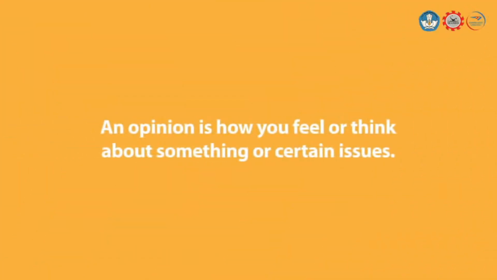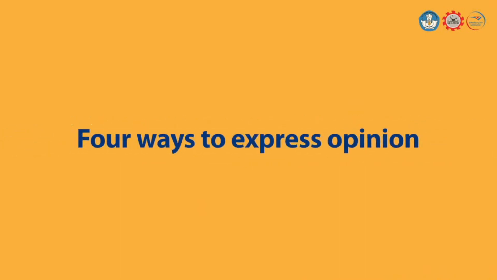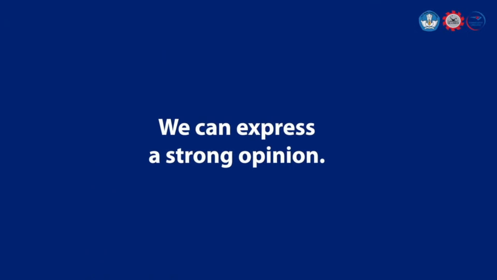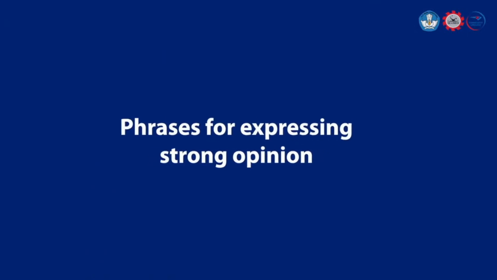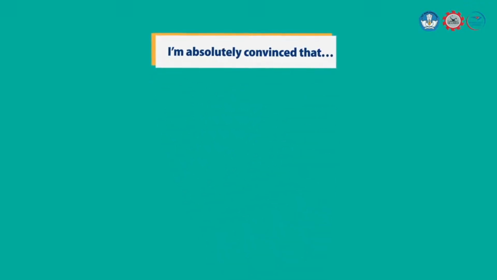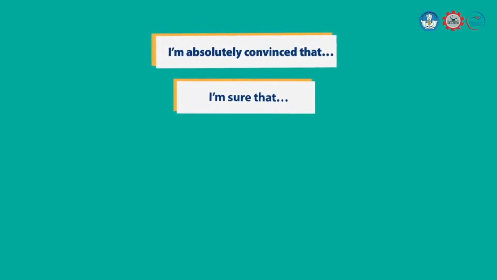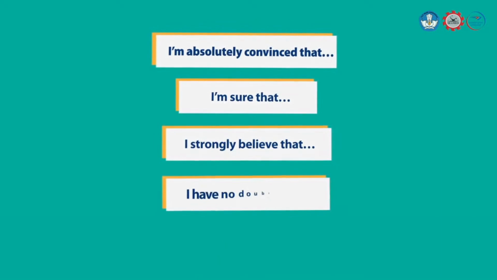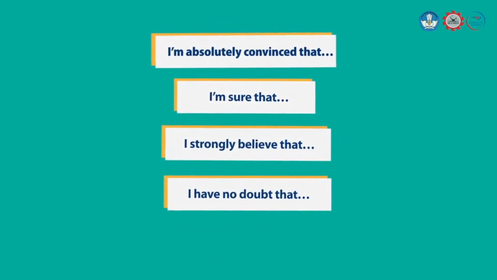An opinion is how you feel or think about something or certain issues. There are at least 4 ways to express opinion. First, we can express a strong opinion when we are certain about what we think. These are phrases that we can use to express a strong opinion. I'm absolutely convinced that, I'm sure that, I strongly believe that, I have no doubt that.